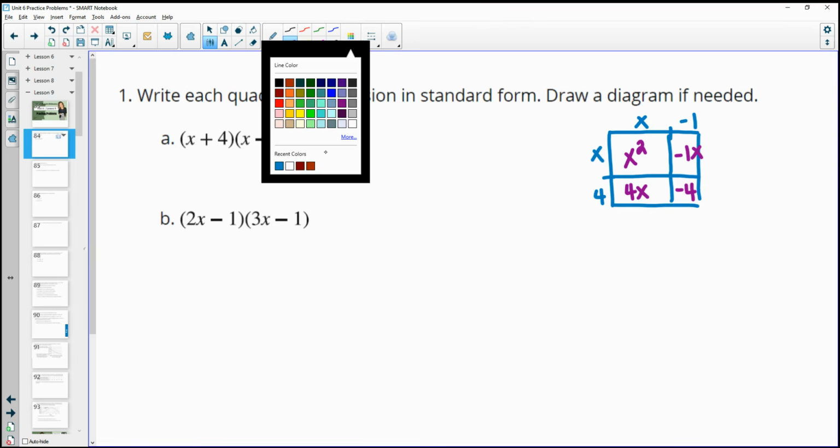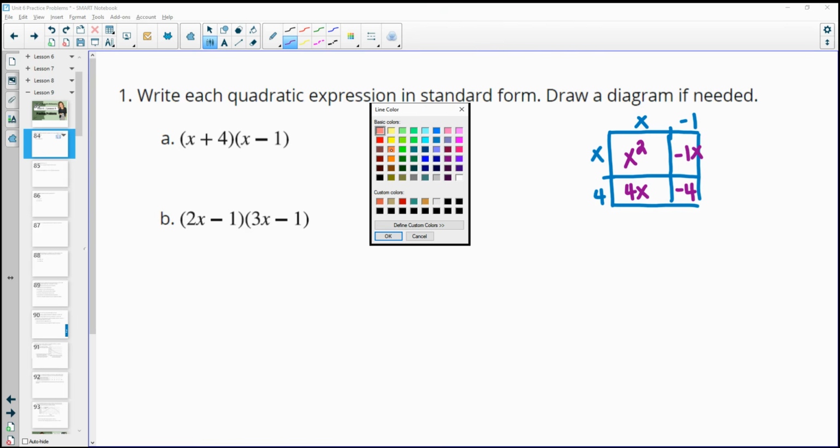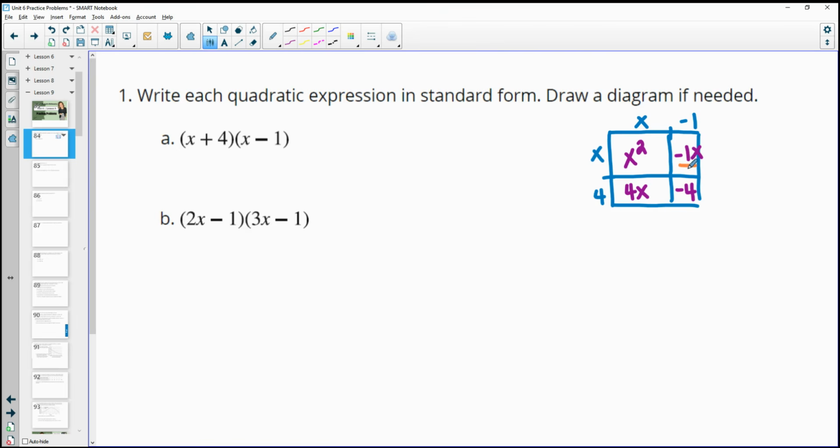And then you have some like terms here, where this is -1x and 4x can add together. So these ones add together to be positive 3x. So then your overall polynomial is x squared plus 3x minus 4. So you just add all of those areas together. So that's the area method.